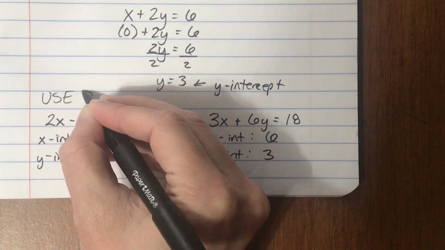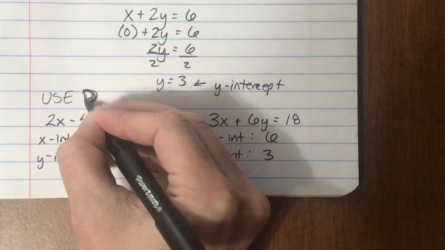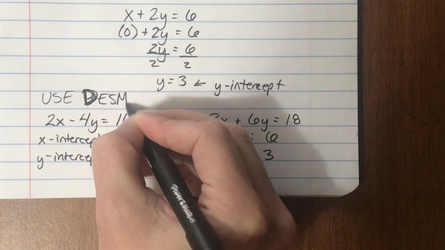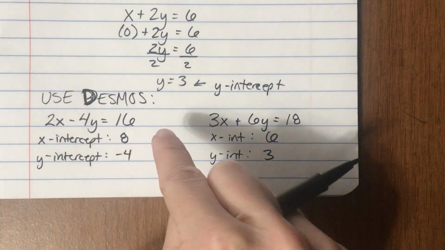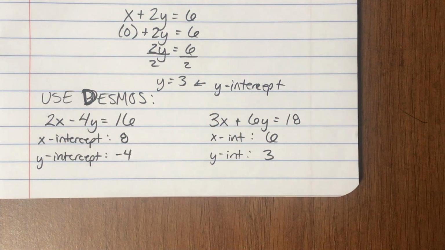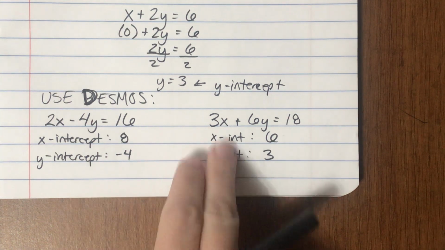Oh, why did I write a B? That should be a D for Desmos. Use Desmos to type in these equations and graphically find the x and y intercept. On your practice today, make sure you read the directions very carefully about whether it is asking for x or for y. That's the biggest way to get confused, between the x and the y.